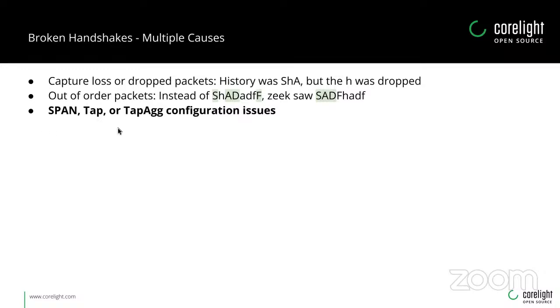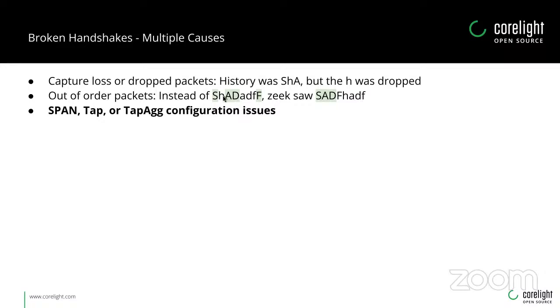Things can get a little confusing, a little outside the scope of this presentation, in that if your sensor is very overloaded, your CPUs are maxed out and you're dropping packets, or possibly your TAP is dropping packets or a span port is dropping packets, you could think that there would have been the SHA, but if the H was dropped due to packet loss or overload, you will just have the S and the A. But that isn't this problem. That's a separate problem entirely.